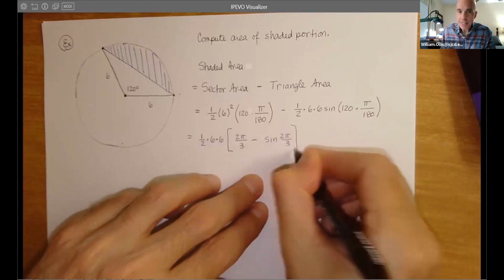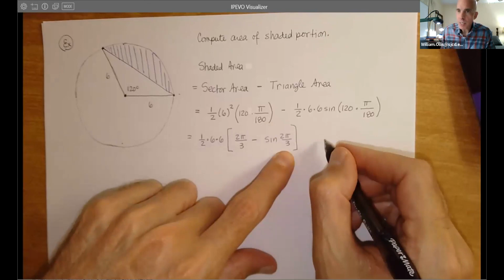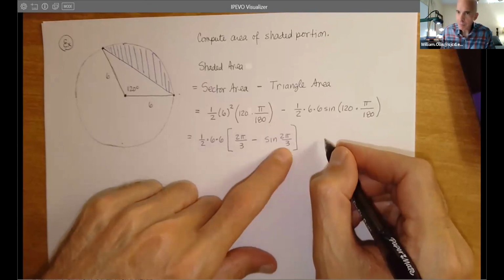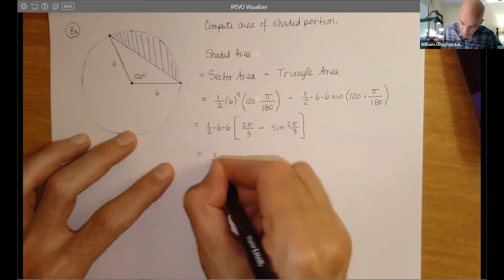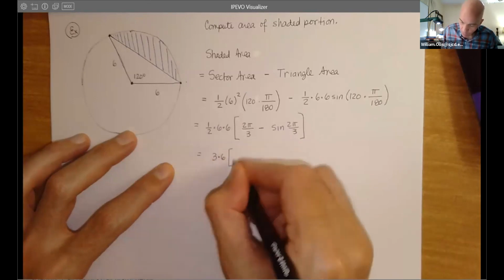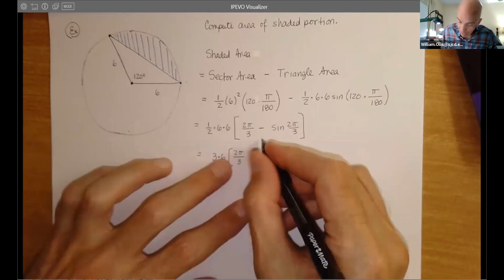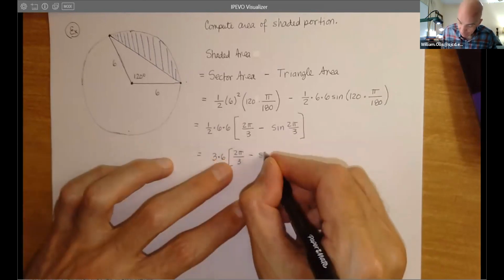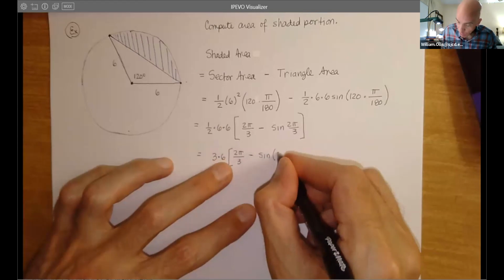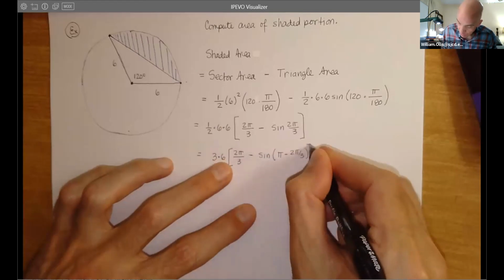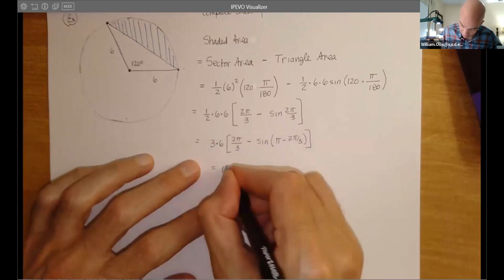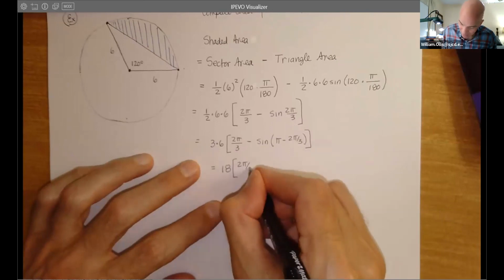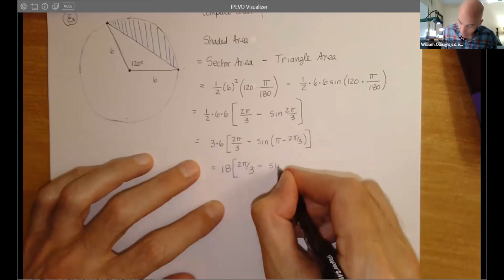But of course, this is in the second quadrant, so we take the sine of the reference number. Again, same sign, both plus. So 2 into 6, that'll give us a 3. So 3 times 6, 2 pi over 3, minus sine of pi minus 2 pi over 3, just using the reference number or reference angle. So this gives us 18, 2 pi over 3, minus sine of what? Pi over 3.